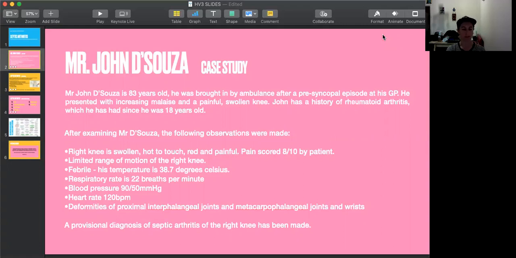His blood pressure is 90/50. His respiratory rate is 22 breaths per minute. His heart rate is 120 beats per minute. He has deformities of proximal interphalangeal joints and metacarpophalangeal joints and wrist. A provisional diagnosis of septic arthritis of the right knee has been made based on these observations.